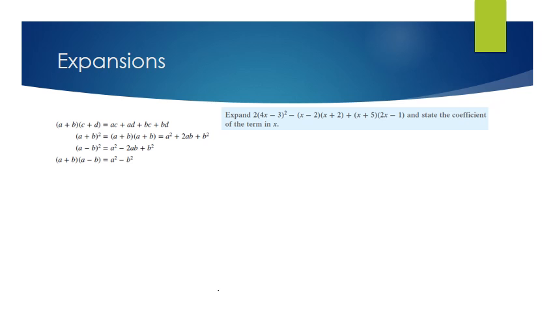There are also special expansions that you should know. So the perfect squares, which are written underneath them, and then you also have the difference of two squares. All right, here's an example on the right. Expand all of that and state the coefficient of a term in x.